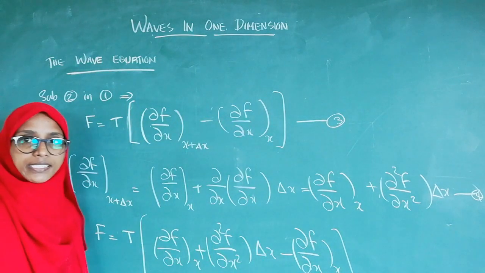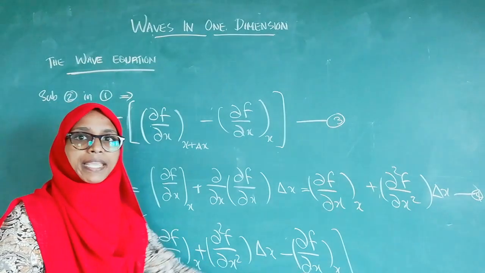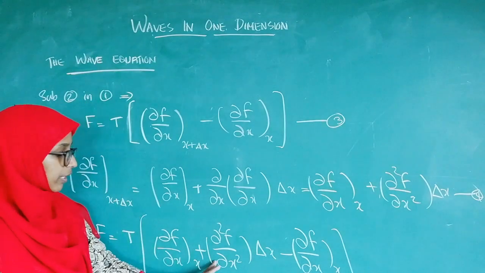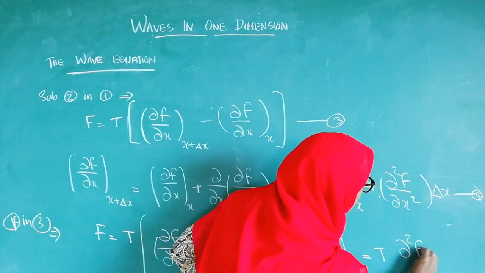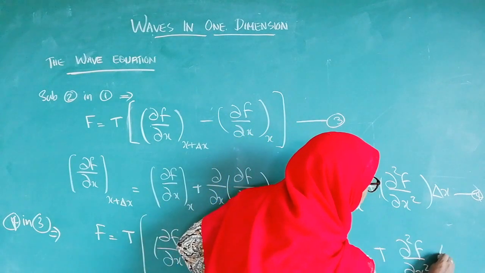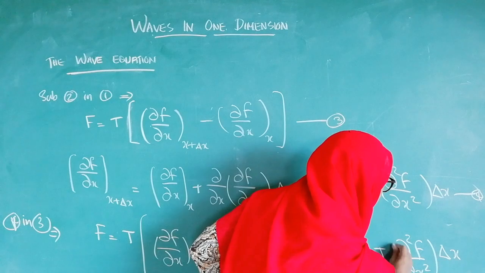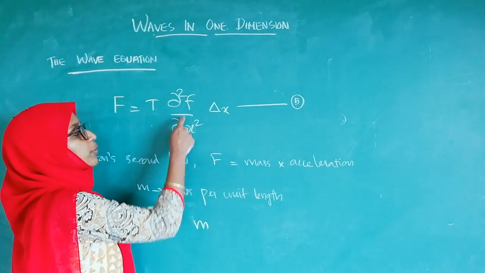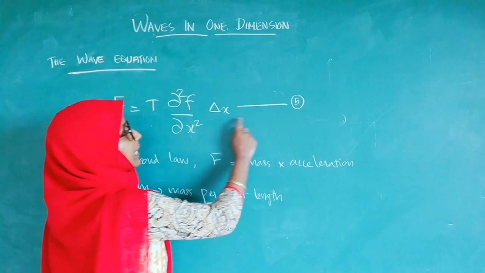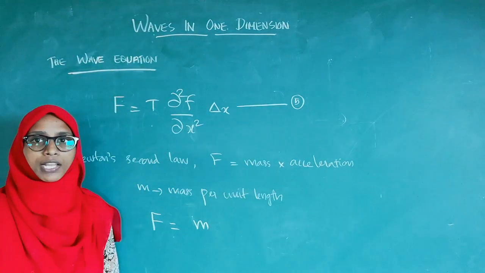In this equation, these two terms will be cancelled and only the remaining will be T into ∂²f/∂x² into del x. That is, F is equal to T into ∂²f/∂x² into del x, which is given as equation number 5.